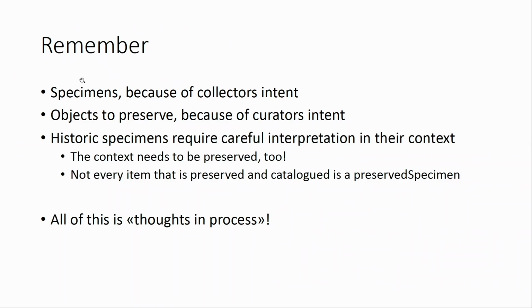Okay, so a complicated story. What would I like you to remember? Things become specimens because a collector wants to represent something. Things become objects because a curator wants to preserve them. Historic specimens require careful interpretation in their context, so it's our challenge to also preserve that context. And not every item that is preserved and cataloged is actually a preserved specimen. We catalog and preserve things that are not preserved specimens as well, such as those labels.